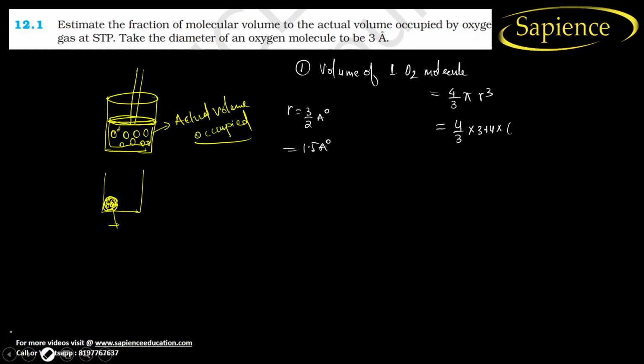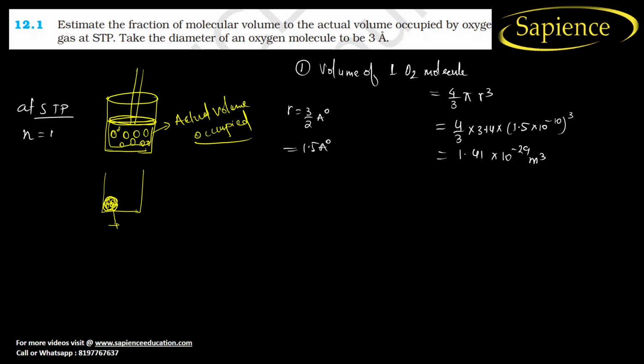So this will be 1.5 into 10 to the power minus 10 whole cube, because 1 angstrom is equal to 10 power minus 10 meter. So when we calculate it, our volume will be approximately equal to 1.41 into 10 to the power minus 29 meter cube. Okay, so this is the volume of one molecule. Now, as they are asking to estimate the fraction of molecular volume to the actual volume occupied by oxygen at STP.